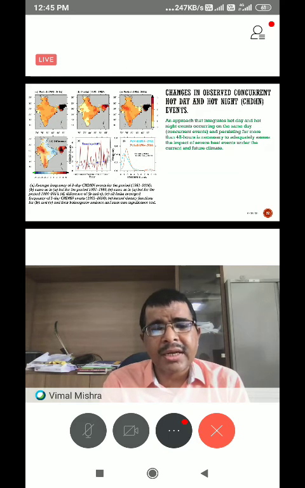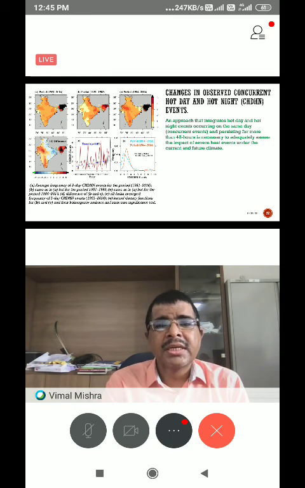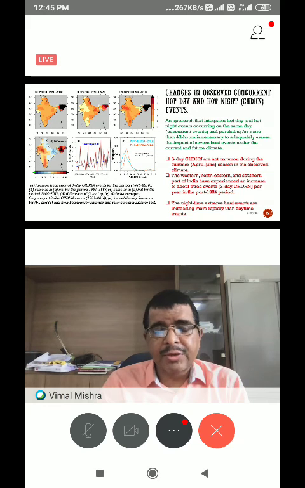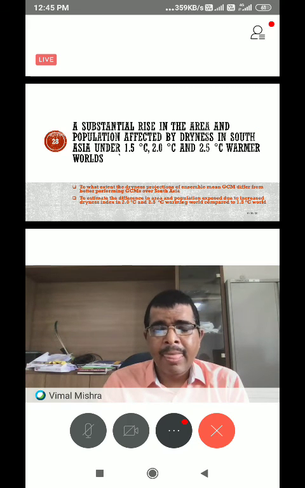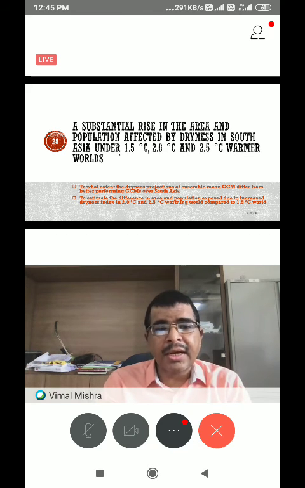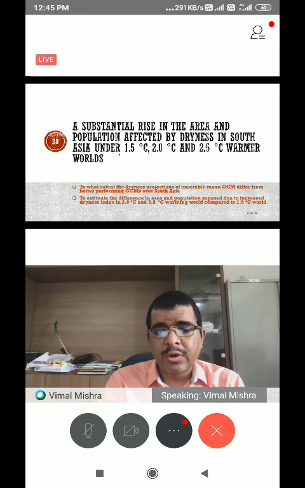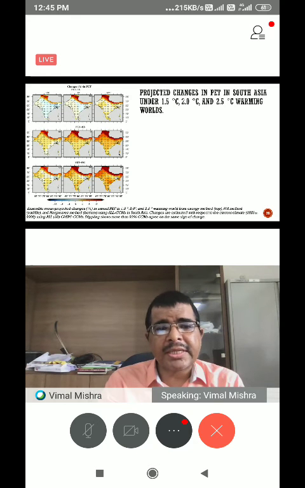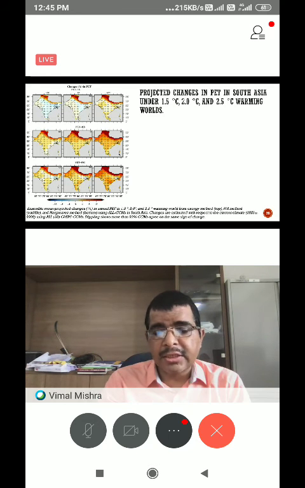And we found that there has been a considerable increase in these concurrent day and nighttime heat waves, and those are likely to increase in the future also. So not only temperature extremes, we are going to witness droughts or dryness, or increased droughts, in India under 1.5, 2 or 2.5 degrees Celsius. And in this work, we have shown that dryness will increase in the future.